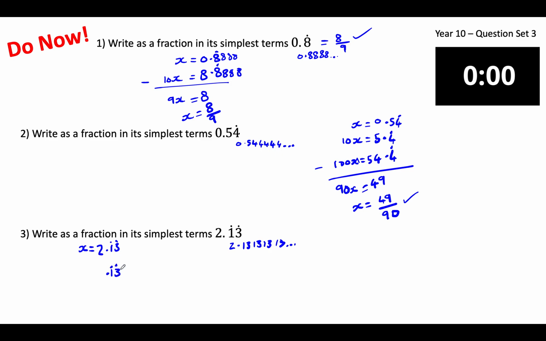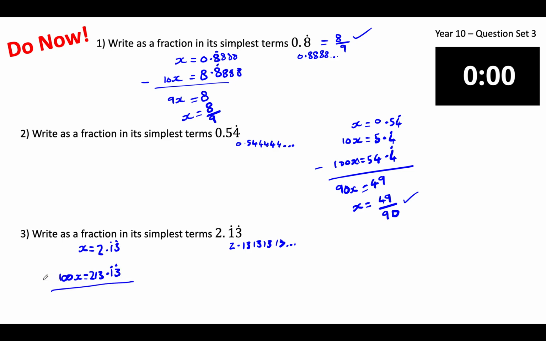If I shifted it one place, let's imagine I times it by 10, I would have 21.313131. If you only shift it one place, my digits would be out of line. So I need to shift it two places, because there are 2 recurring digits. So that's timesing it by 100 to get 213.13131313. Right? It's important that they match up.